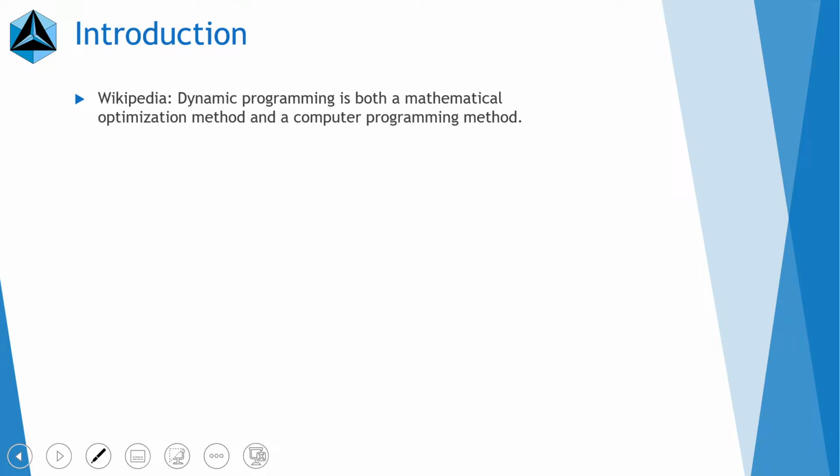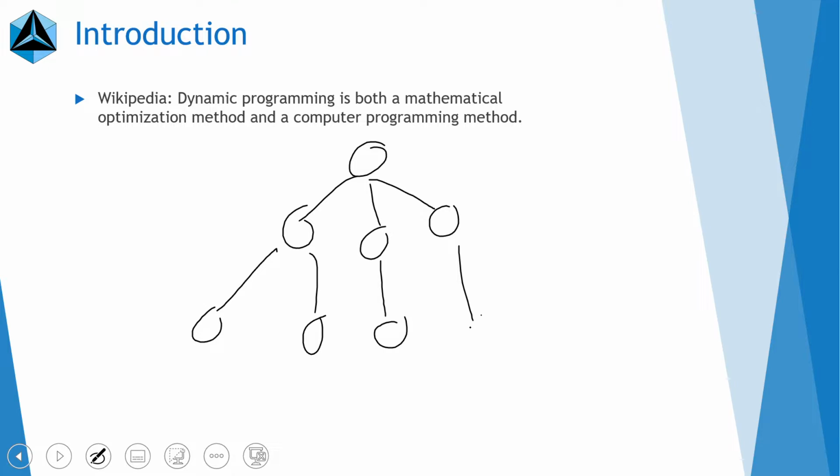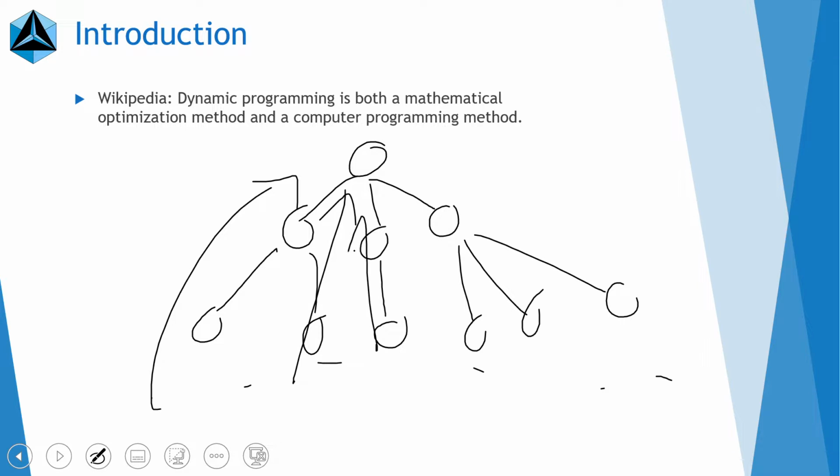A general visualization could look like this, and then it branches off into smaller problems, and then they branch off into smaller problems, and this just goes down all the way until we reach a bunch of base cases, which bring us all back up to the main case.